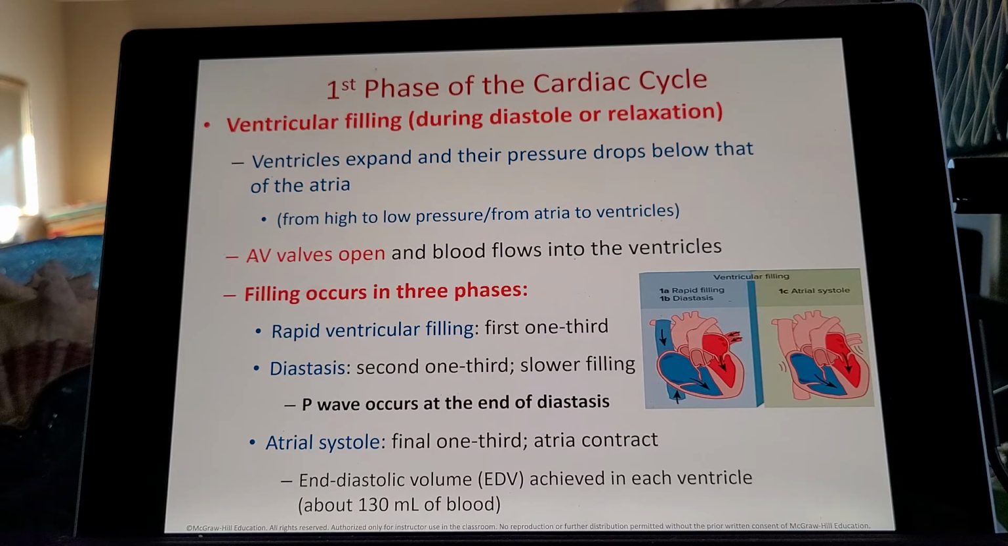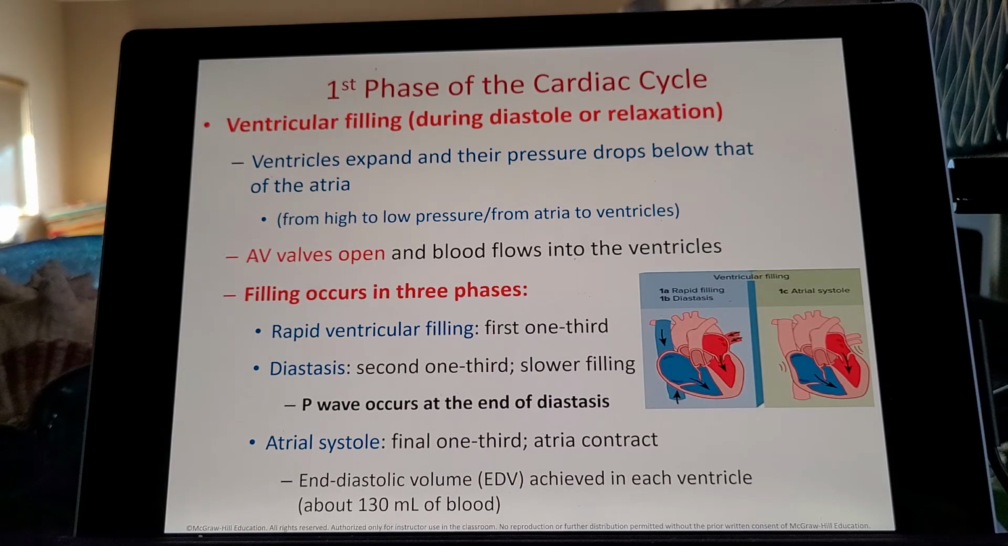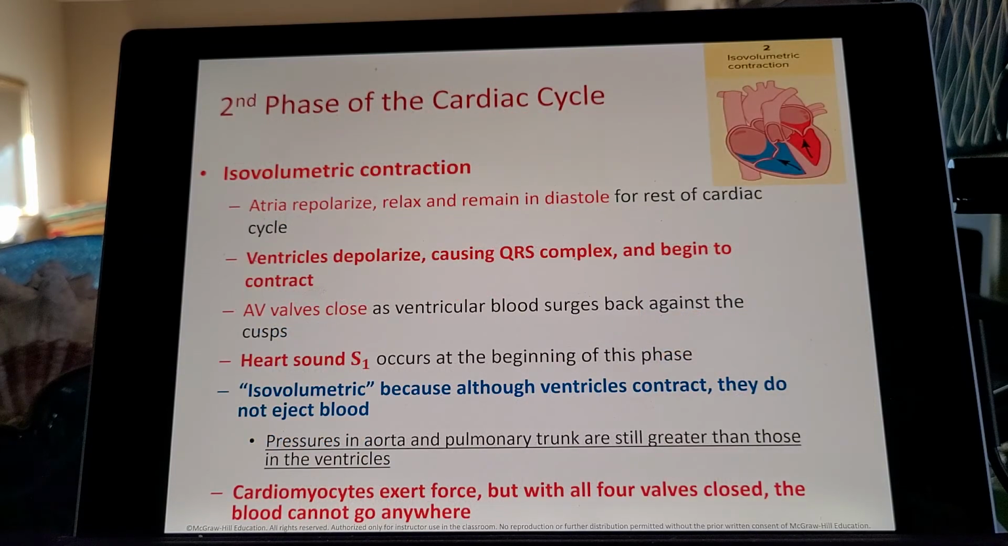Our first phase, ventricular filling during diastole, or ventricle relaxation. The muscles are relaxed, allowing blood to flow in. We have that pressure difference, so again, high to low pressure from the atria to the ventricles. You don't have to know how the different phases happen, but they do. It's like how you squeeze a mustard bottle, and you have this instant squirt push, and then it kind of phases off. Same situation.